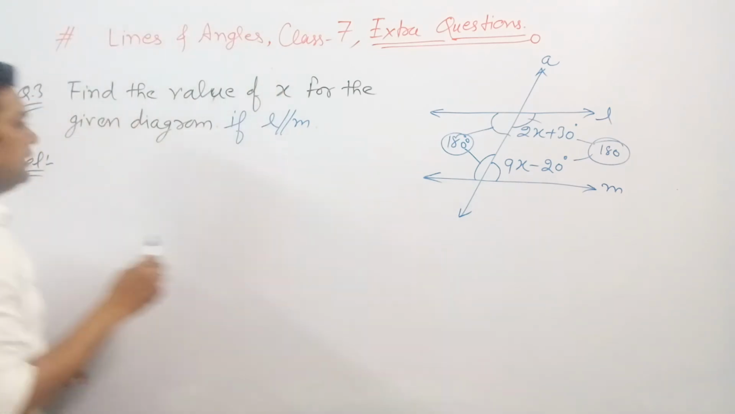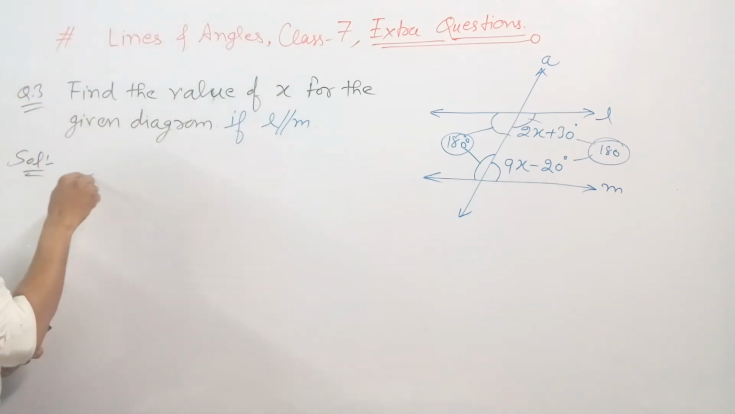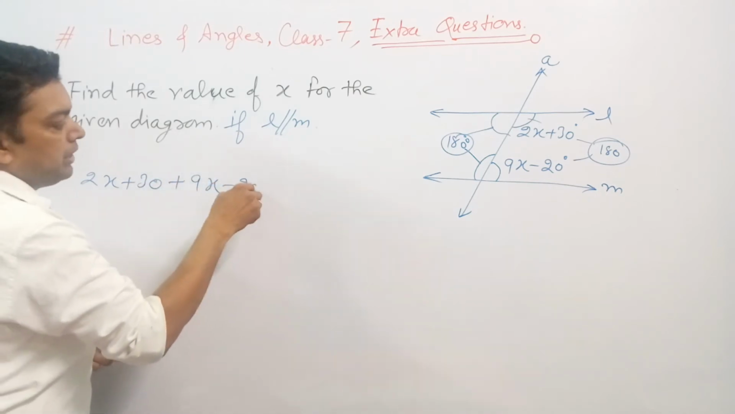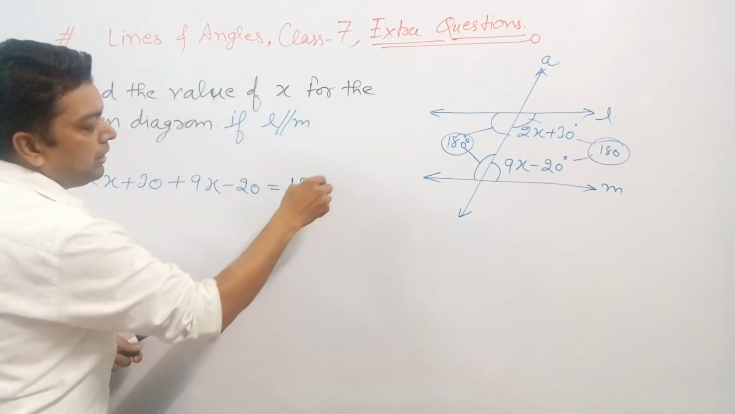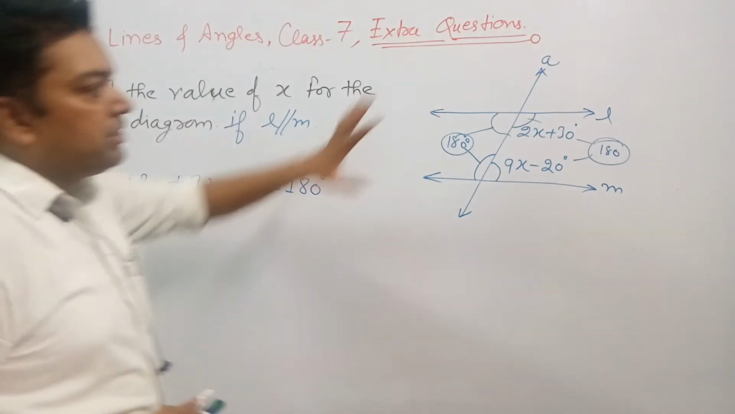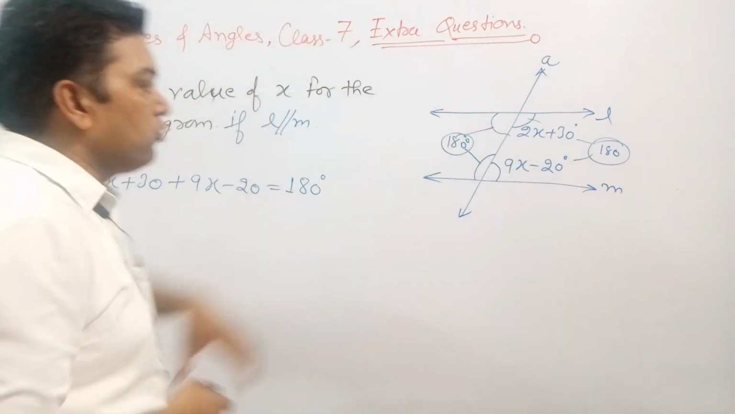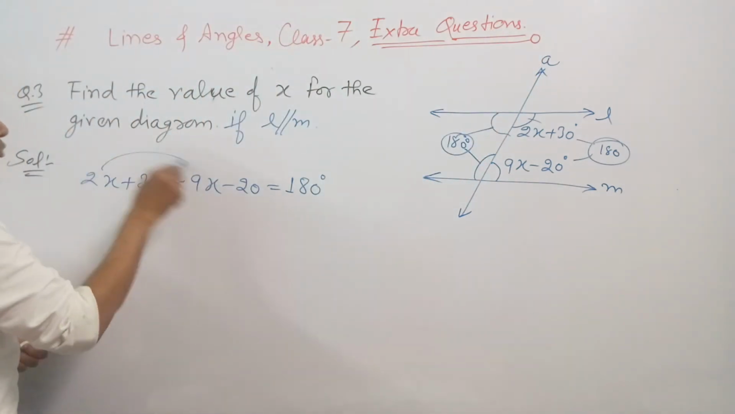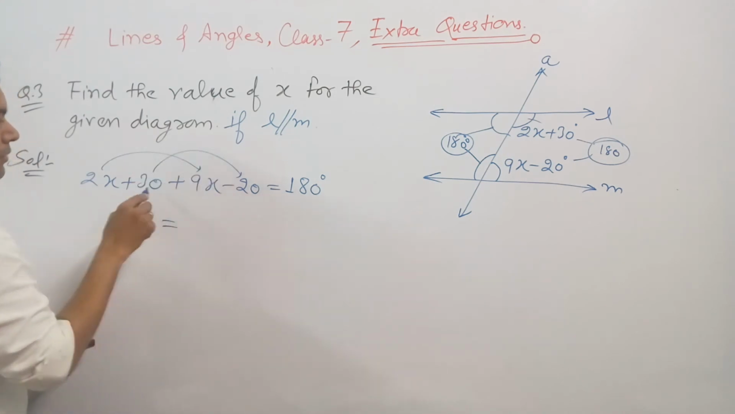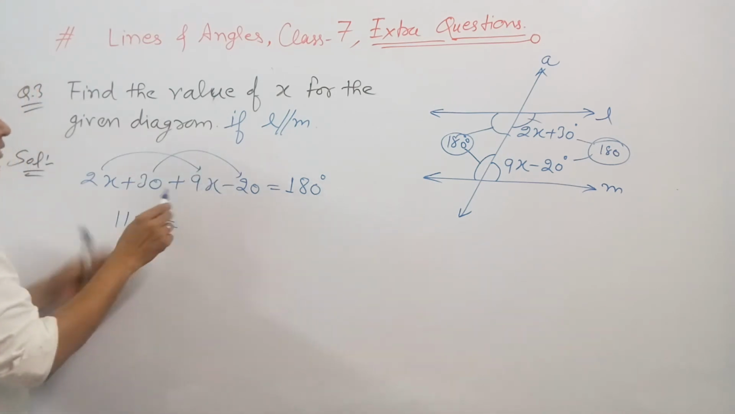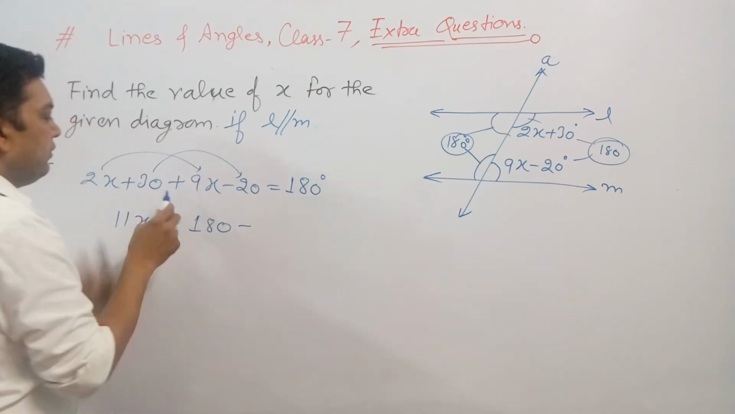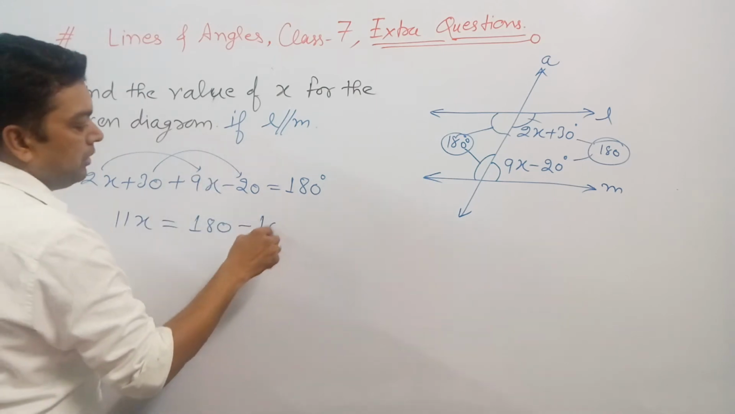Then you will write 2x plus 30 plus 9x minus 20 is equal to 180 degrees. This is the equation form. First, looking at the condition, you have to design the equation so that you can find the value of x. So 2x plus 9x becomes 11x is equal to 180, and 30 minus 20 leaves 10 here. When you take this 10 to the right side, it becomes negative.